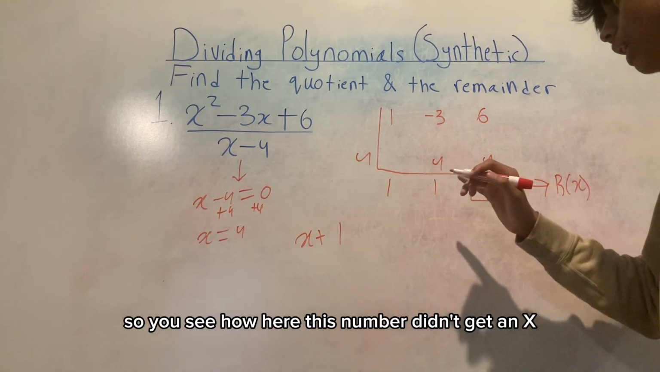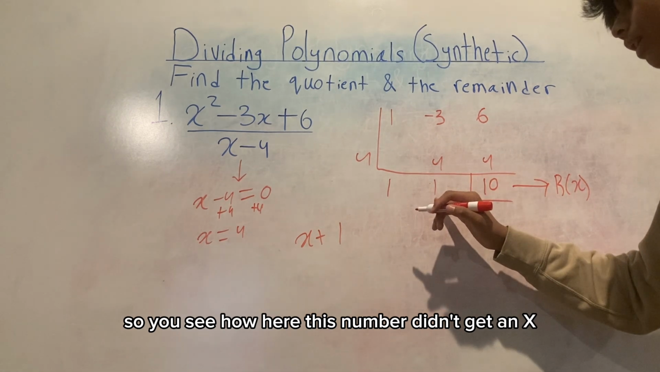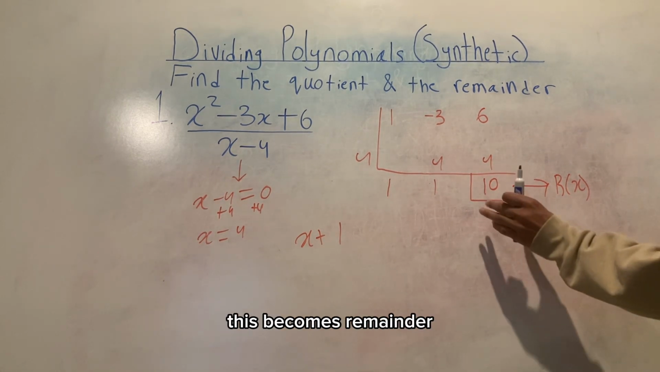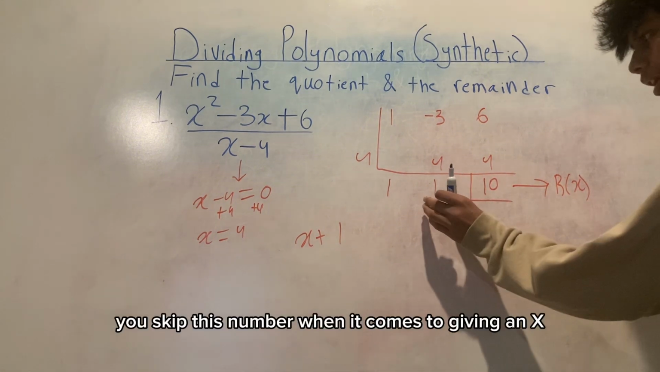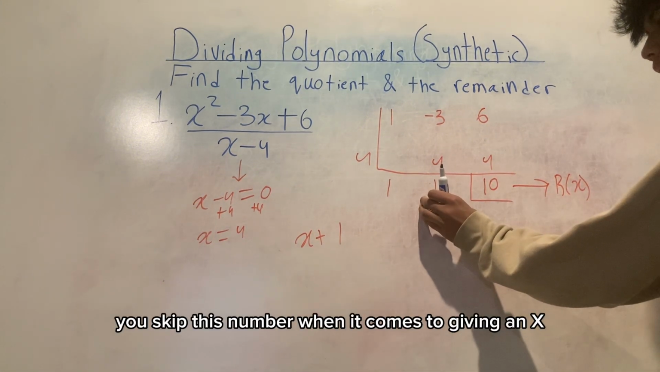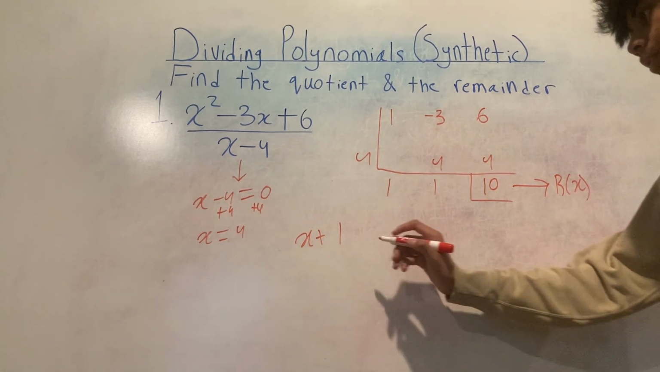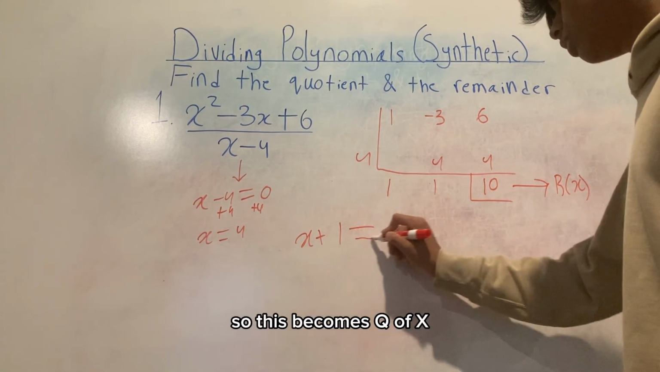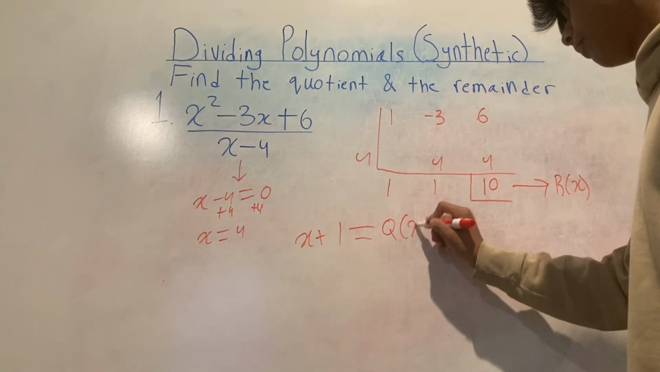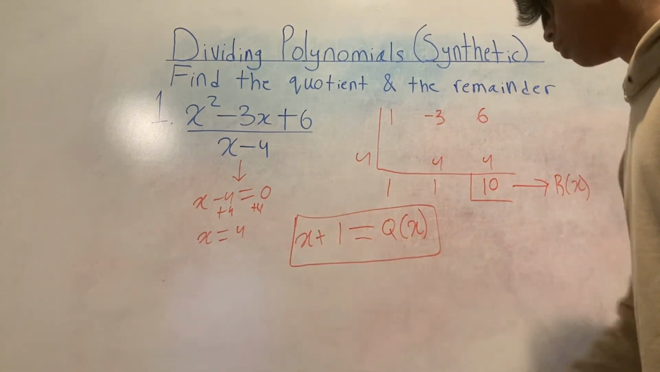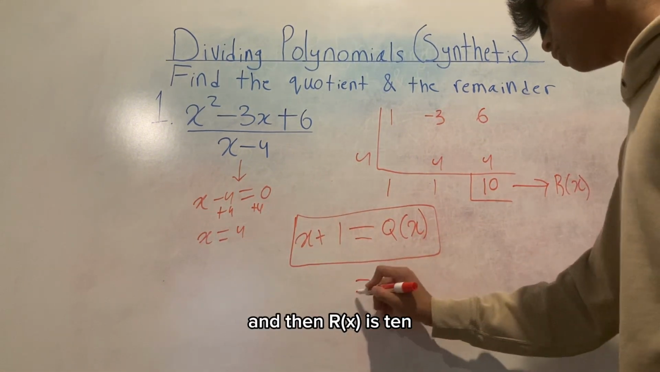So you see how here this number didn't get an x, but this second number did. So it goes like this. This becomes the remainder. You skip this number when it comes to giving an x, and then this first number here is what becomes x. So this becomes q of x. And then r of x is 10.